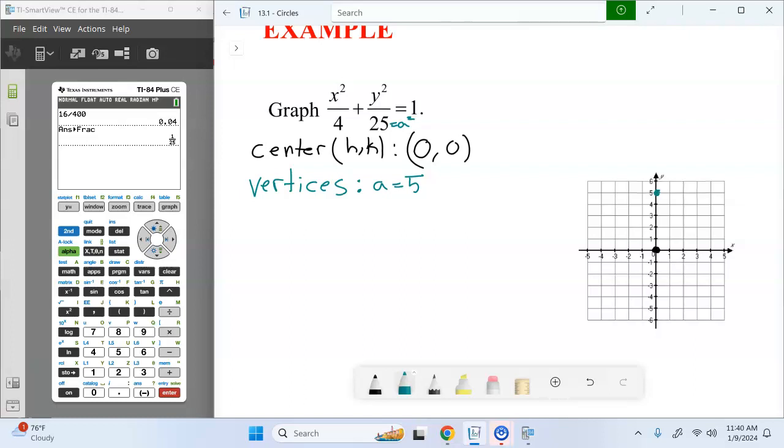5, 0, negative 5. 5 up, 5 down. What about our co-vertices? It'll be 2. B is 2. So where's our new points going to be? Negative 2, 0. 2, 0. Here and here. And in reality, that's all we need to draw our ellipse, is we just need our vertices.